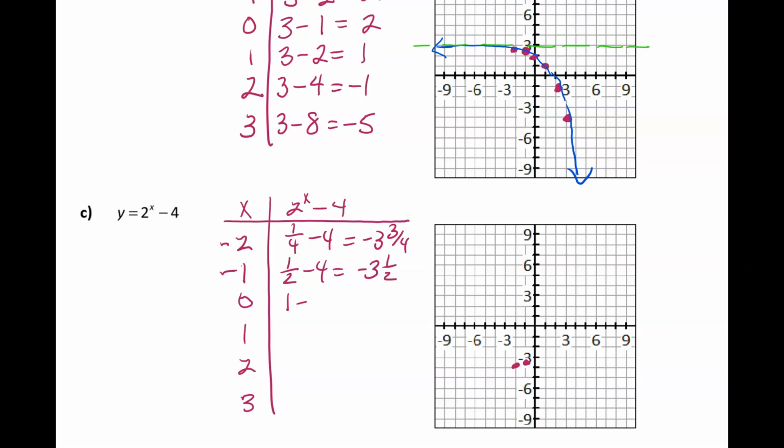0, 2 to the 0 is 1, minus 4 is -3. And 2 to the 1 minus 4 is 2 minus 4 is negative 2. And 2 squared minus 4 is 4 minus 4, which is 0. And 2 cubed minus 4 is 8 minus 4, which is 4.